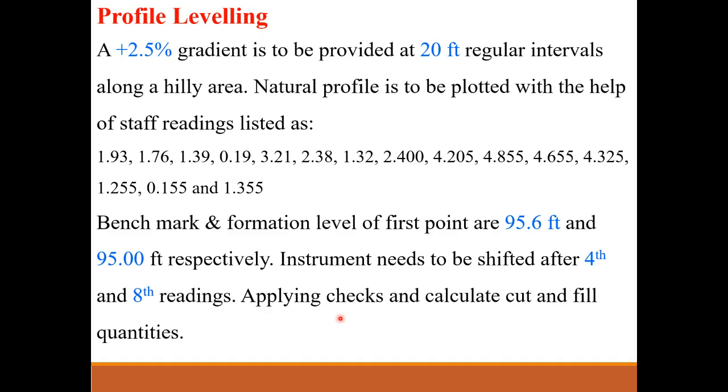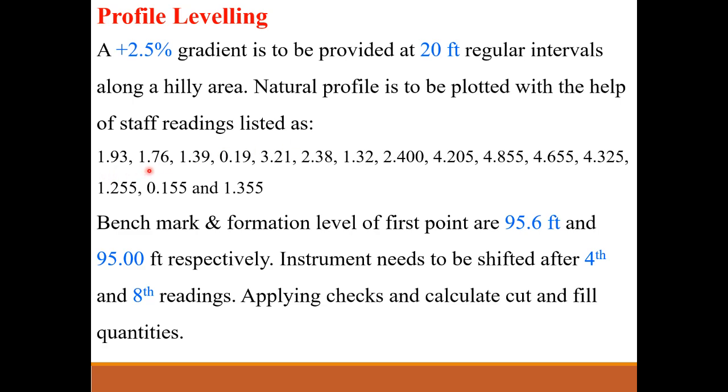Now the next example is about profile leveling. In this example, we shall see how the earthwork quantities are calculated, how the cut and fill quantities are calculated using the leveling procedure. So let's start. It says that a plus 2.5 gradient is to be provided at 20 feet regular intervals along a hilly area. Natural profile is to be plotted with the help of staff readings as listed below.